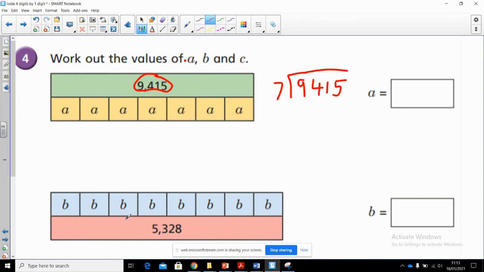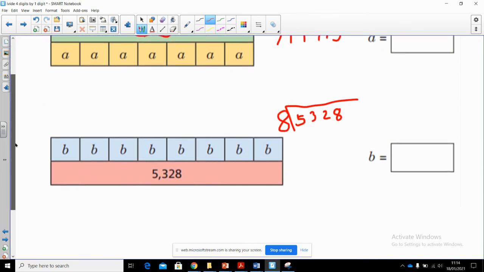Looking at this one here, it's the same again. So I've got 5,328. How many equal parts? 1, 2, 3, 4, 5, 6, 7, 8 this time. So I'm going to put 8 on the outside of my bus stop. And I've got 5,328. Remember, it's very difficult for me to use the ruler on this one, but I know you'll be using your ruler to make your sums nice and neat.